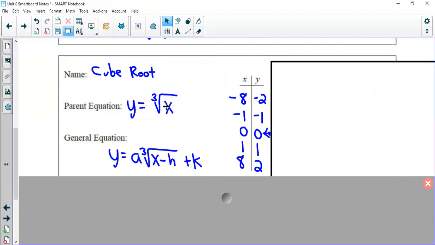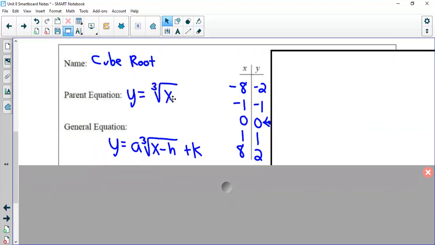Our table, this has a radical, so we are going to be using the perfect cubes here. So -8, -1, 0, 1, and 8, because if I plug -8 in here, this is saying what times itself 3 times is -8, which is -2, so the output's -2. -1, if I plug -1 for x, it's saying what times itself 3 times is -1, which is -1. 0 is 0, because 0 times itself 3 times is 0. 1 is 1, because 1 times itself 3 times is 1. And then if I plug 8 in here, again, this is saying what times itself 3 times is 8, which is 2. So 2 is the output there.